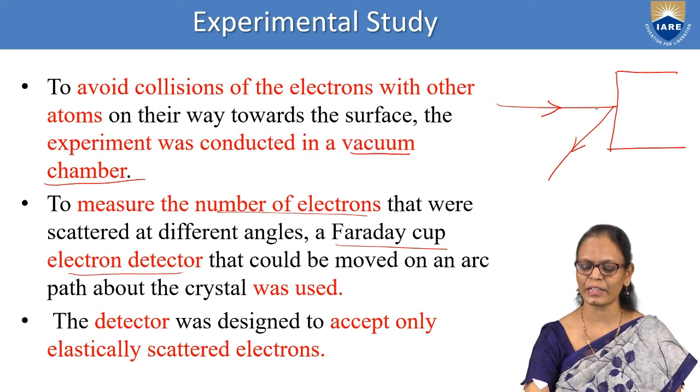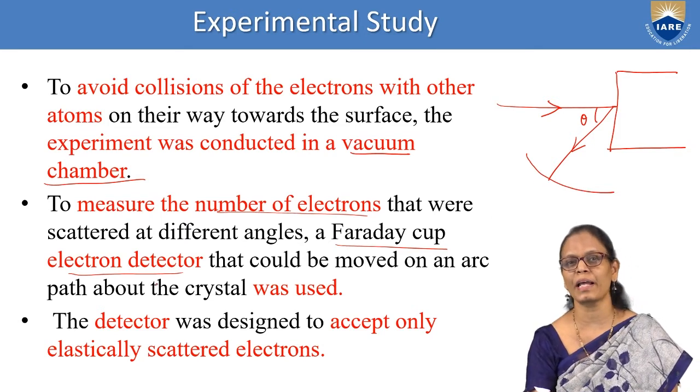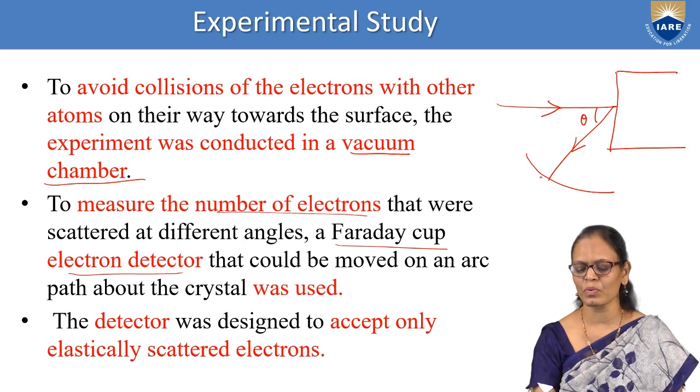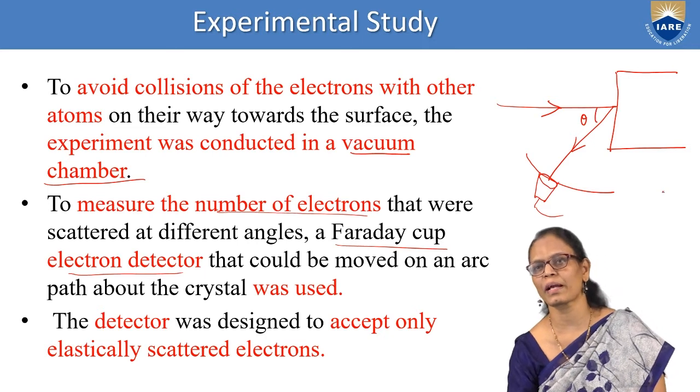So, you may find them at different angles. Now, here we will use a Faraday cup electron detector. Faraday is the name of the scientist. To collect them, we are using a cup shape because it is very easy to collect. So, this is the shape, and this is again connected to a deflection magnetometer.